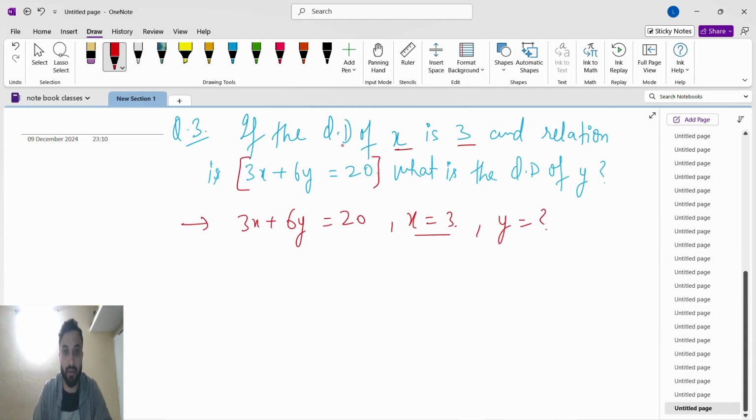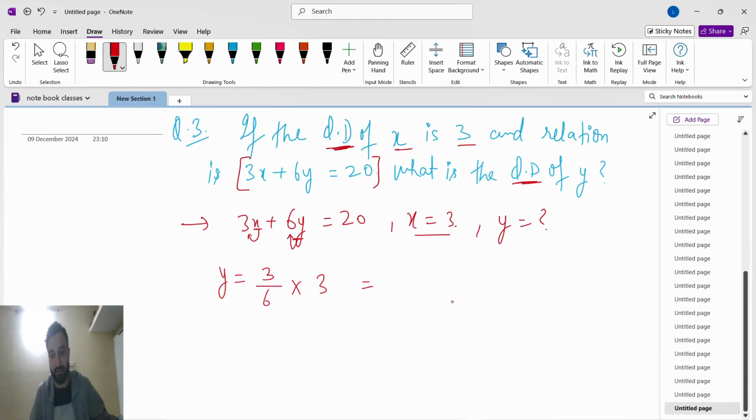We have to find the value of the other variable y. And the word here is quartile deviation. The word deviation is there, which means dispersion. So y is equal to the coefficient of x, the number with the variable, so with x the number is 3, divided by the coefficient of y, the number with y, which is 6, into the x value, 3.